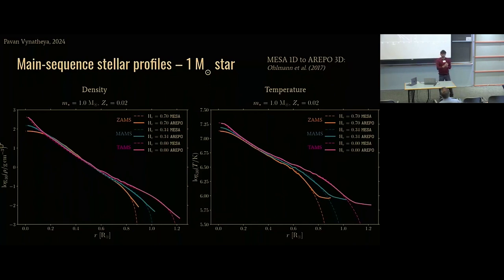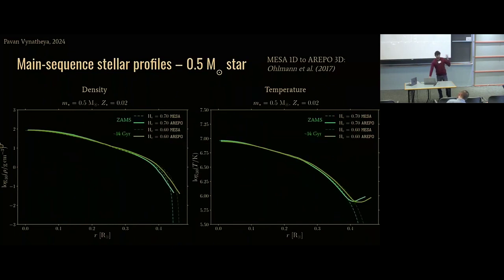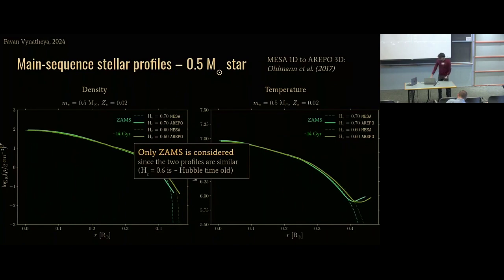We generate our stellar models using MESA, which is a stellar evolution code, and look at these 2 plots for temperature and density with respect to radius. The dashed lines here, which are kind of hidden, are the profiles from MESA, and the solid lines are the profiles which have been converted to 3D AREPO profiles. So you can see that there is some disagreement near the surface, but the rest of the star is pretty well described by just conversion from 1D to 3D profiles in a self-consistent way. And that was for a 1 solar mass star. We also have similar profiles for a 0.5 solar mass star. And we look at only the 0 age main sequence star for 0.5 solar mass stars because more evolved stars don't really exist in the current age of the universe.